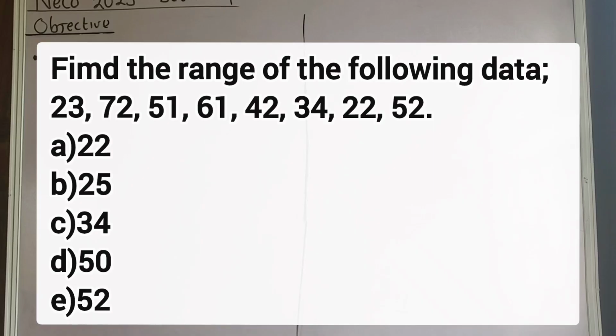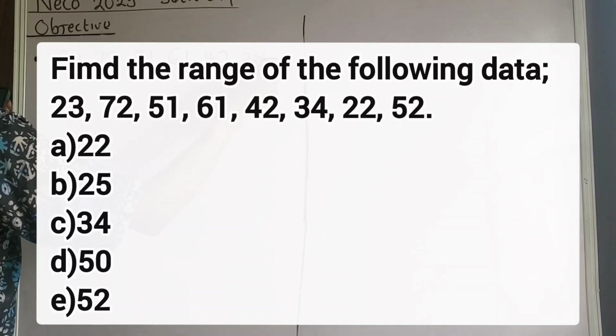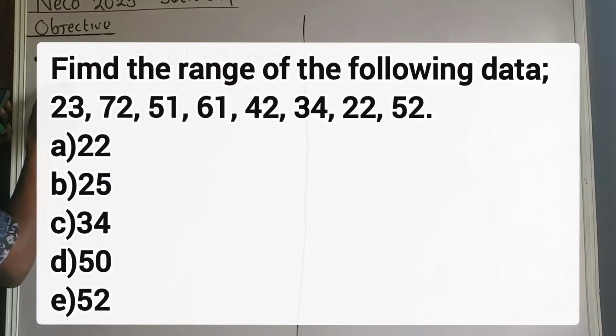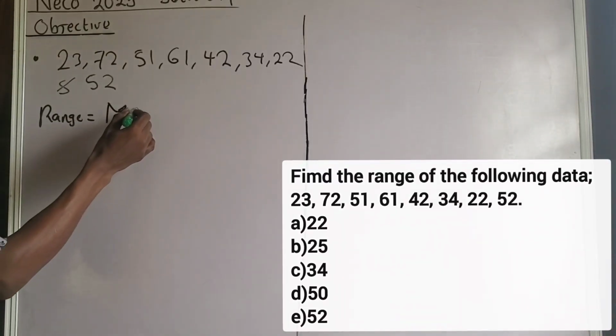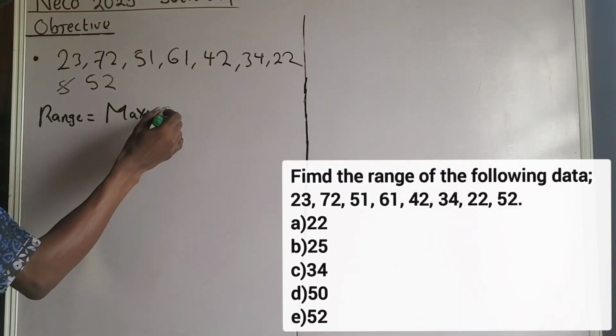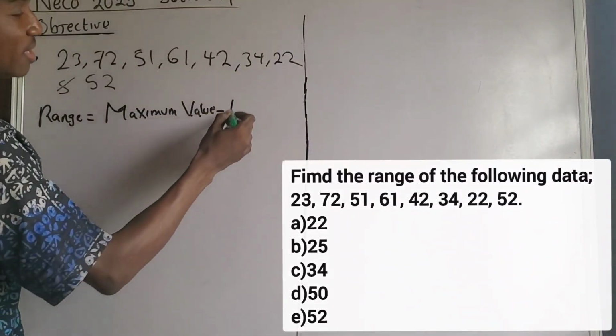Find the range of the following data. We have 23, 72, 51, 61, 42, 34, 22, and 52. Okay, don't forget that range is given by this formula. Range is equal to the maximum value among the data set minus the minimum value.